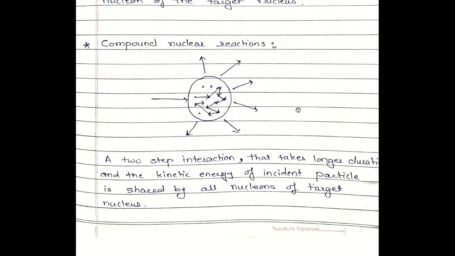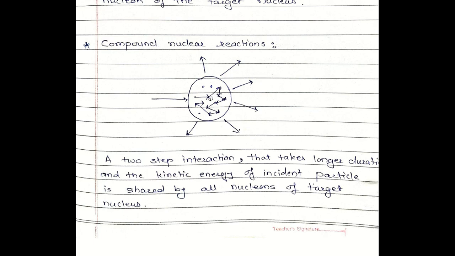Again, the disintegration process will be totally independent of the formation process, right? Disintegration process doesn't mind by what way this compound nucleus was formed. It will have its own way of disintegration. There could be many ways of disintegration, right? And how this disintegration process will take place?